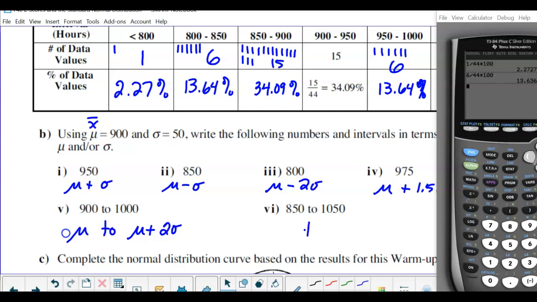So again here, 850, well we did that already. That was mu minus sigma. I'll put brackets around it maybe, just to make it easier to see, because it's 2 terms. And then 1,050 would be the mean plus 3 standard deviations, because 3 times 50 is 150.